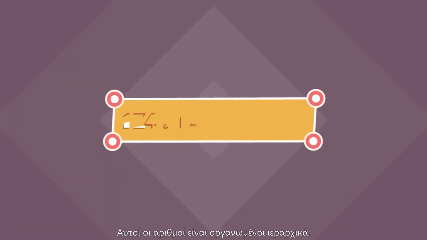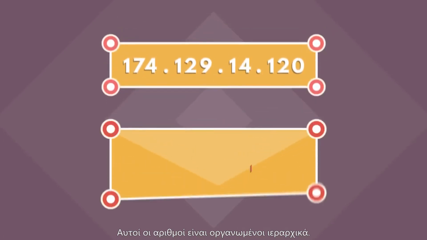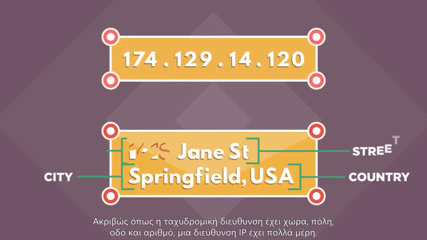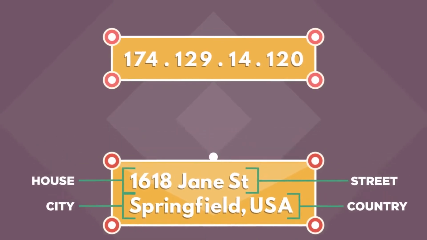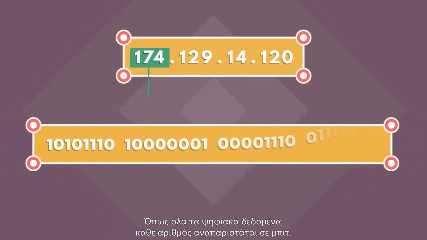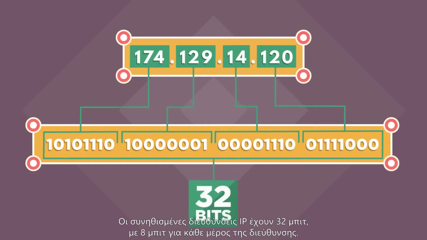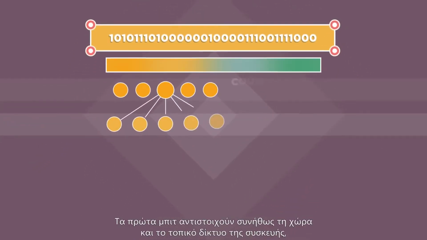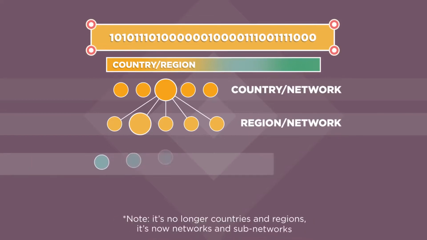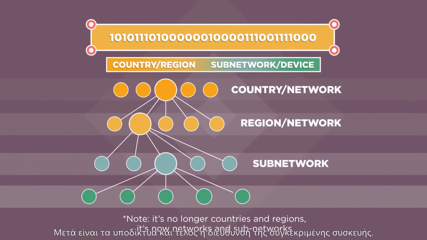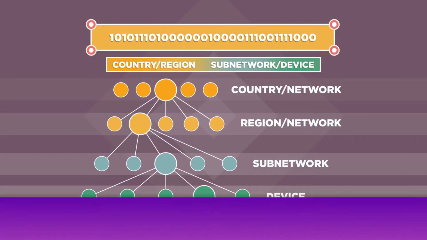You may have seen an IP address. It's just a bunch of numbers. These numbers are organized in a hierarchy. Just like a home address has a country, a city, a street, and a house number, an IP address has many parts. Just like all digital data, each of these numbers is represented in bits. Traditional IP addresses are 32 bits long, with 8 bits for each part of the address. The earlier numbers usually identify the country and regional network of the device. Then come the subnetworks, and then finally the address of the specific device. This version of IP addressing is called IPv4.